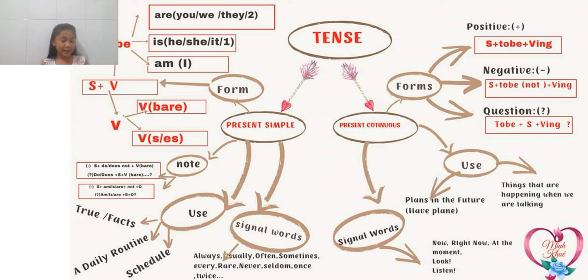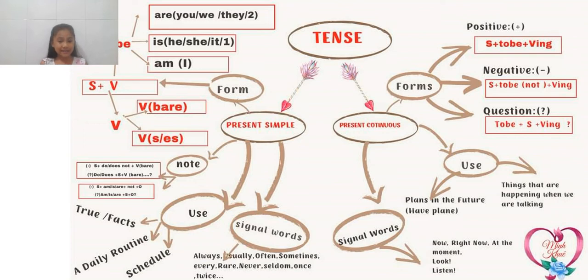Next, we use it to talk about a daily routine or a habit of a person, like she gets up at 5 o'clock. That is her habit. She always wakes up at 5 o'clock, or she usually wakes up at 5 o'clock. That is another use of present simple. It's also used to talk about a schedule, like on Monday, I always go to school. This sense of present simple is talking about my schedule, my usual habits, and true facts in my life too.